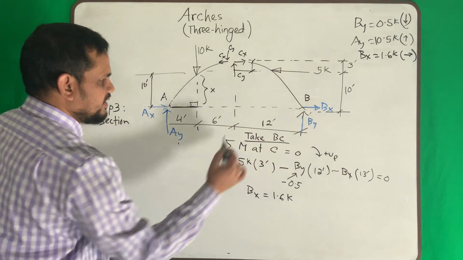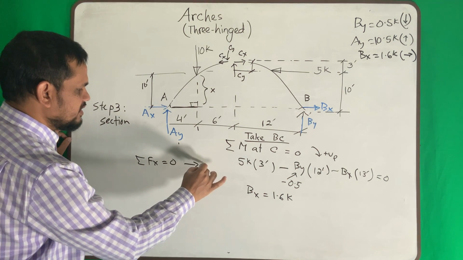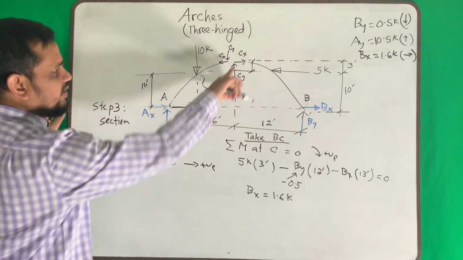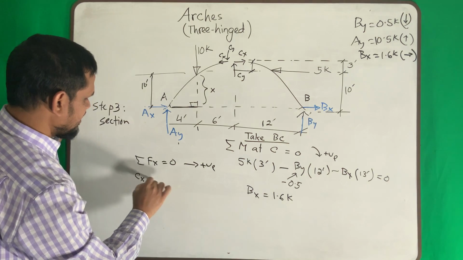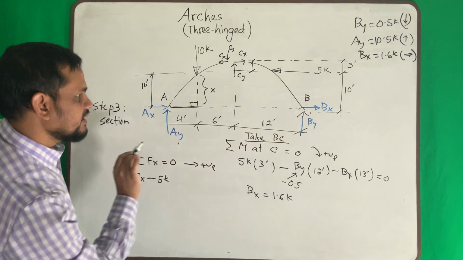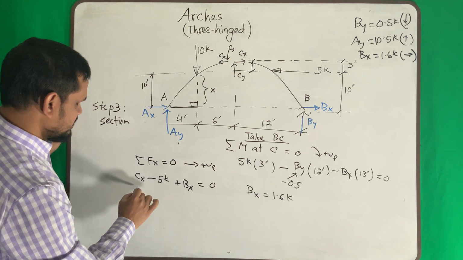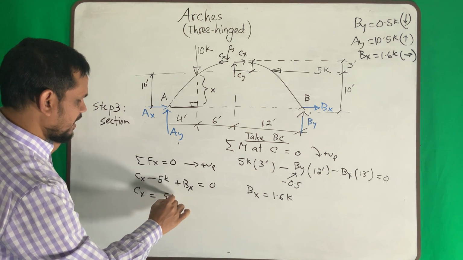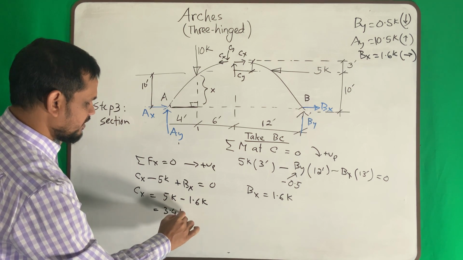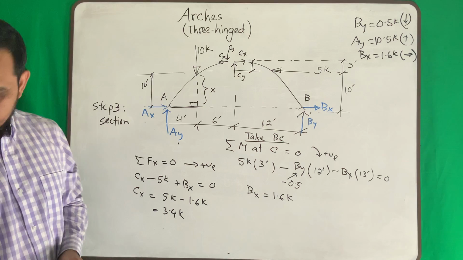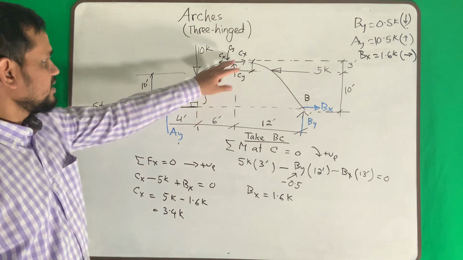So again, I'm taking BC, I am applying summation of Fx is 0, say this way is positive. What is my first force? Cx positive. Next is 5 kip, that way negative. Then Bx that way positive. No other force, 0. So Cx will be 5 kip minus 1.6 kip. That means 3.4 kip. Is my calculation right? Yes, should be right. So I got my Cx.